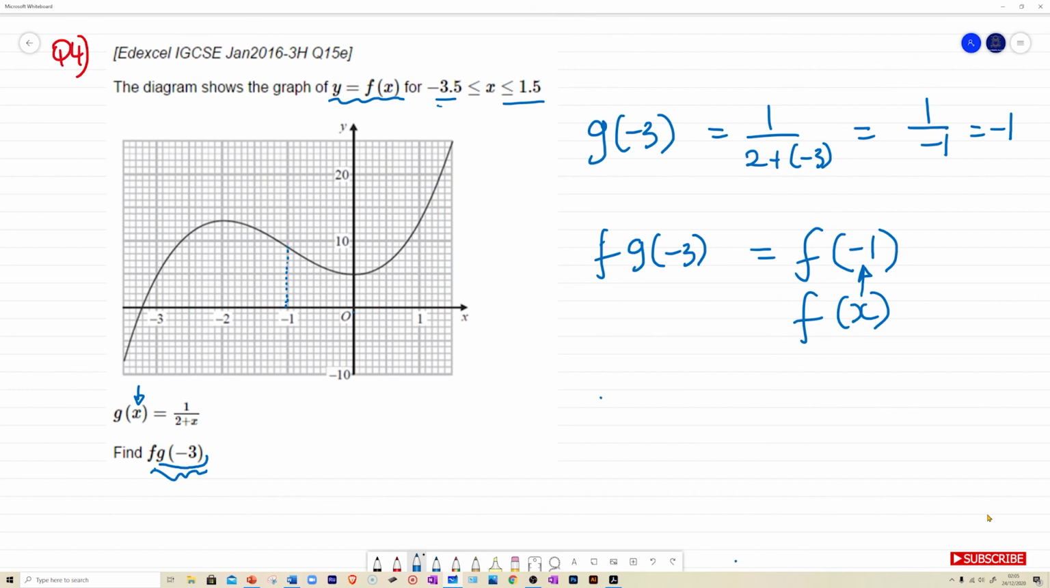So basically, what's the value of y, or function of x, when x is equal to -1? Well, we come up here. When we hit the graph, then we read the value of y, which is 9. So now we can say f g of -3 is equal to 9.